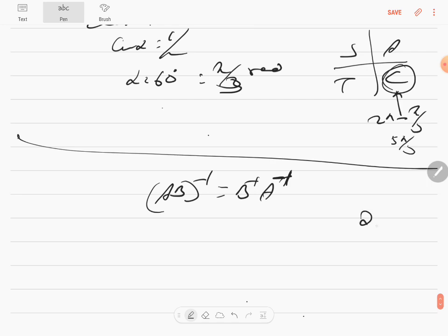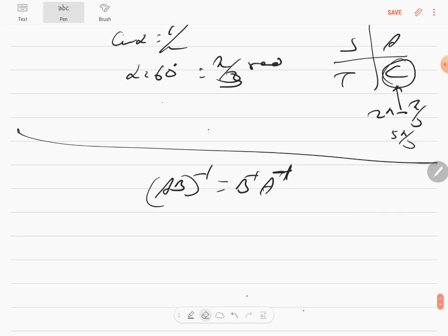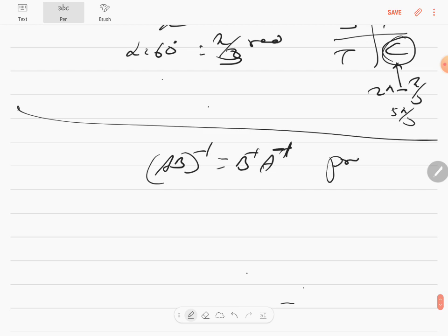You know the multiplicative inverse of 2 is 1 by 2. So the inverse of matrix A, we don't say 1 by A. No, never say that. You just say it as A inverse. And how to find that, I will teach you later. For now, just learn this property.